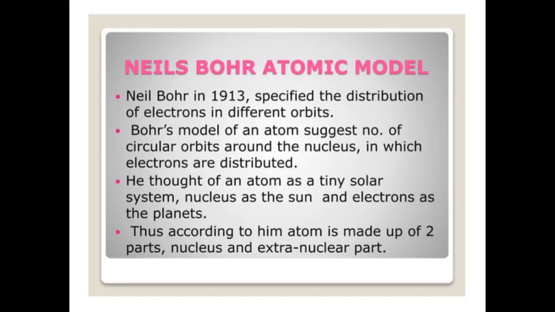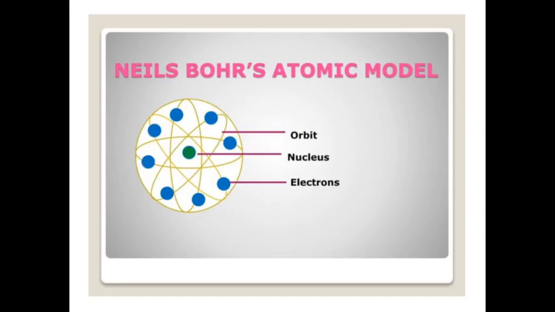So according to him, the atom is made up of two parts, the nucleus and the extranuclear part. Please take note of that. In Niels Bohr's model, one of his suggestions is that the atom is made up of two parts: the nucleus, which is housing the proton and the neutron, and the extranuclear part, that is the electron moving in a circular orbit, their energy levels, and so on. Okay, so in Niels Bohr's atomic model, you have the nucleus at the center, you have the electron revolving around the nucleus, and then you have the electrons moving in a circular orbit.